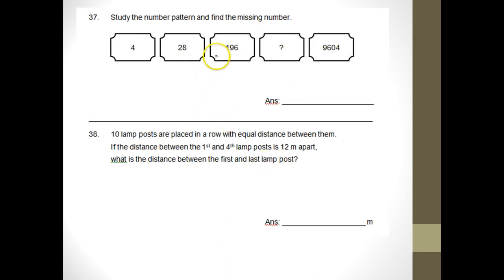Question 37. Study the number pattern and find the missing number. Let's look at the pattern. We can see that the numbers are getting bigger. So we know that it is either an addition or a multiplication. So from here we know that 4 times 7 is 28. 28 times 7 is 196. So 196 times 7, and so on, to get the missing number.